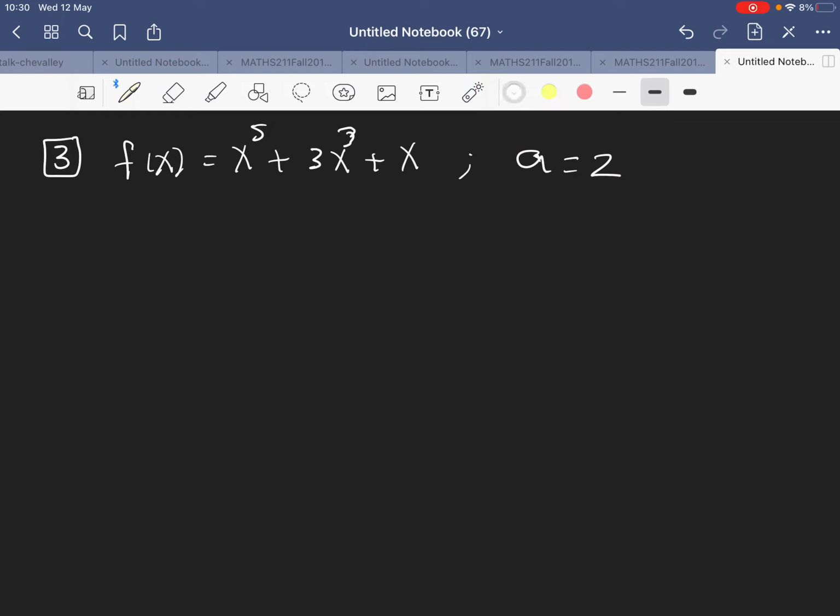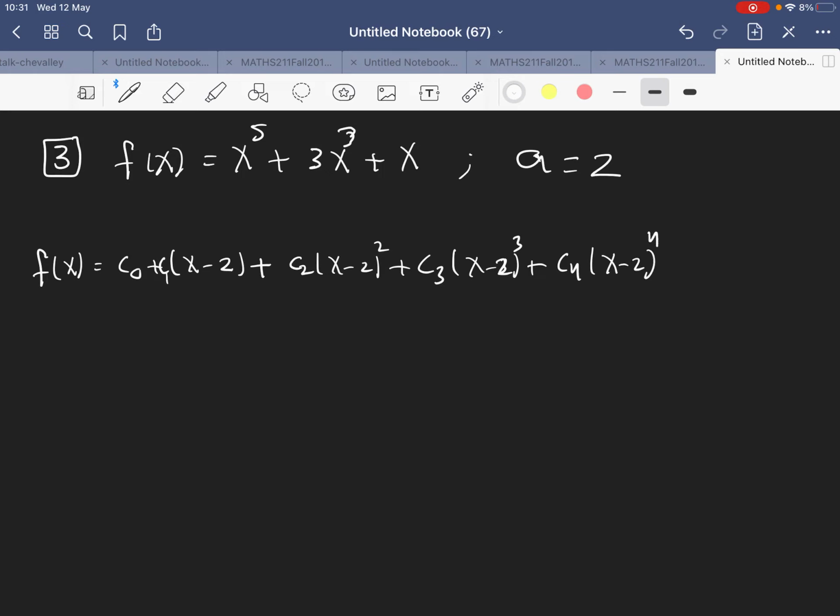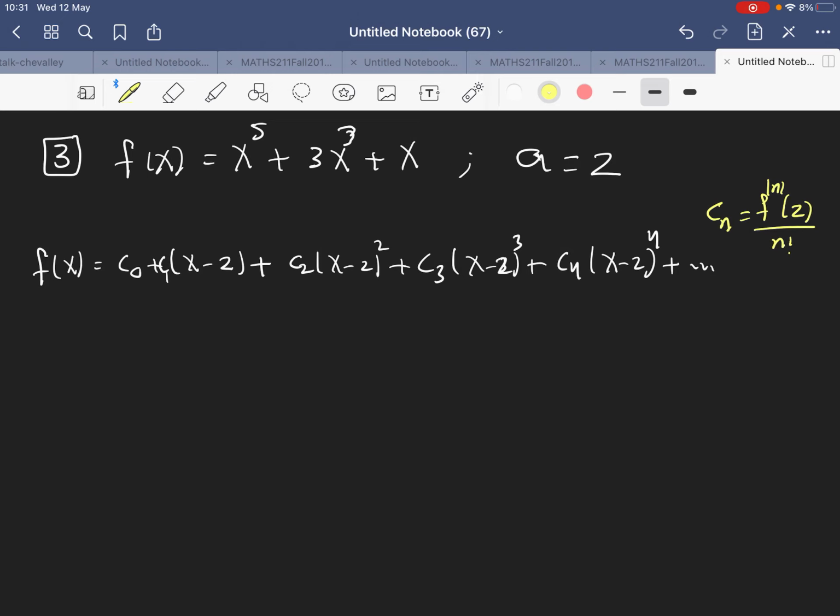Now, for the Taylor series, we need to write f of x equals c0 plus c1 times x minus 2, because 2 is the center, plus c2 times x minus 2 squared, plus c3 times x minus 2 cubed, plus c4 times x minus 2 to the 4th, and so on. And as we did last time, in order to find cn, we need to find the derivative of the function, substitute it at 2 because 2 is my center, and divide it by n factorial.